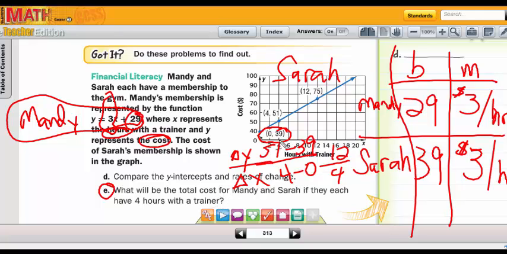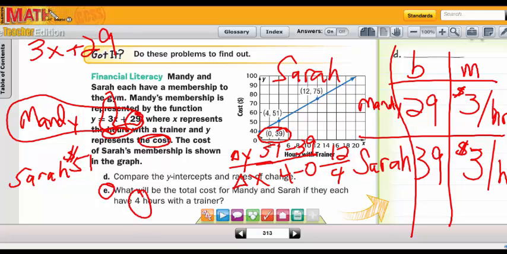If we look at Sarah with 4 hours with a trainer, that's $51. So we can look at Sarah immediately and say $51. And then for Mandy, we actually have to use the equation here. So we can take a look at this. We have 3x plus 29. And for x, we are using 4 hours, so we're going to put 4 in here. So it's 3 times 4 plus 29. And that's 3 times 4 is 12 plus 29.